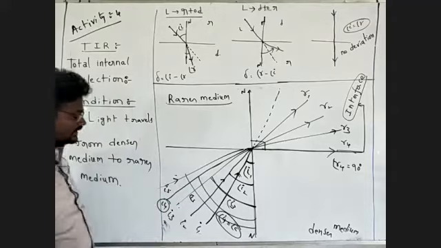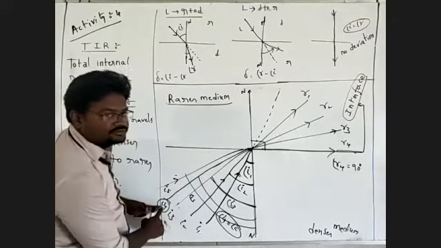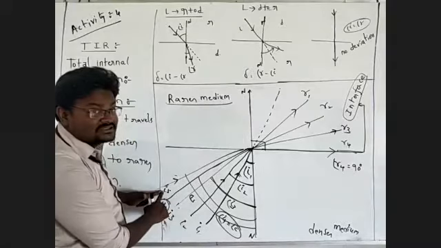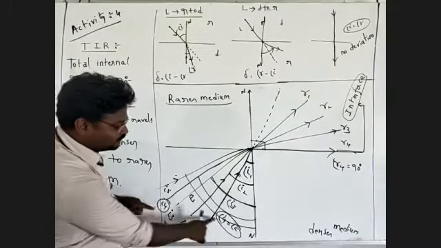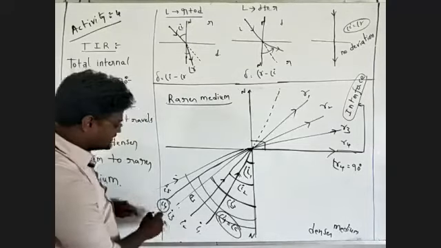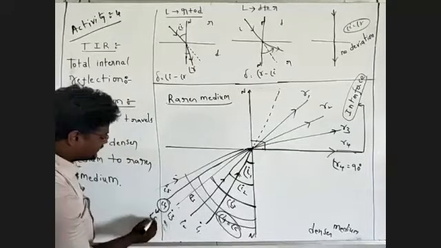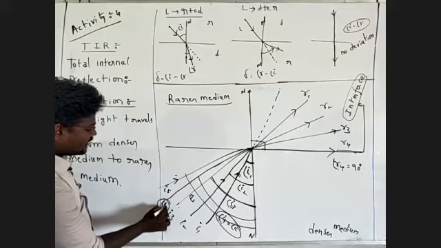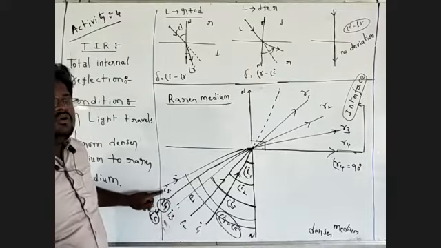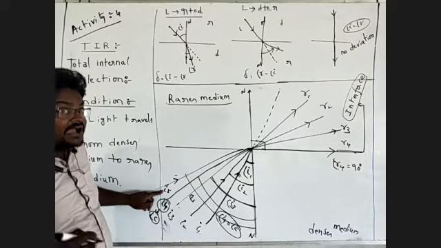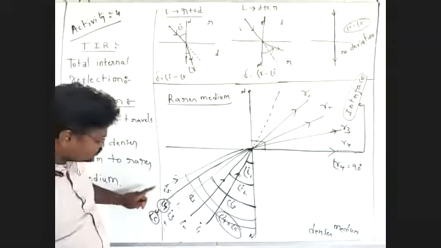I5 is more than the critical angle. Critical angle means I4. I5 means incident ray. Incident ray is greater than the critical angle. I4 is equal to the critical angle. I4 is called the critical angle. I5, the angle of incidence, is greater than the critical angle.